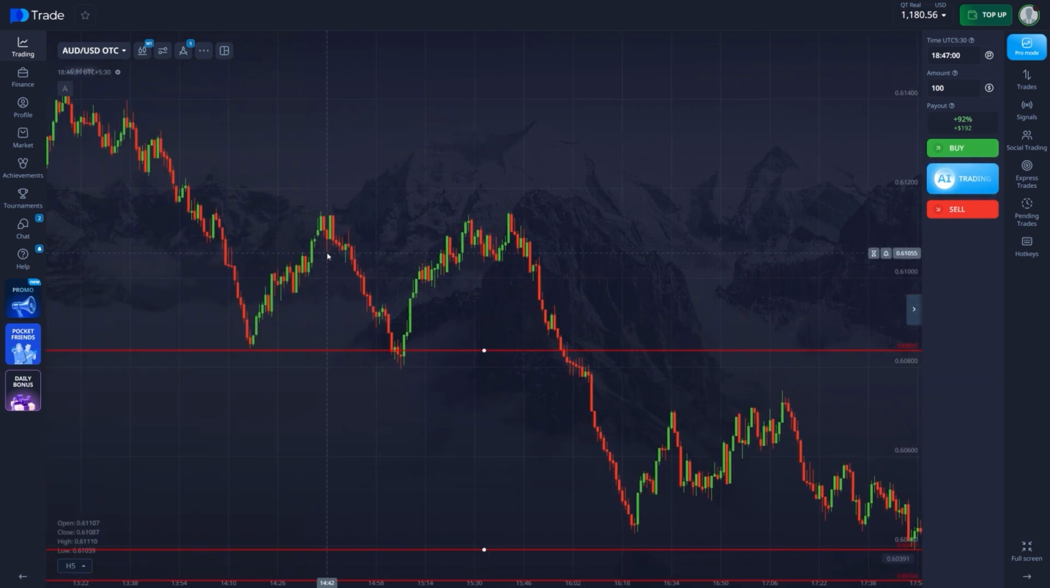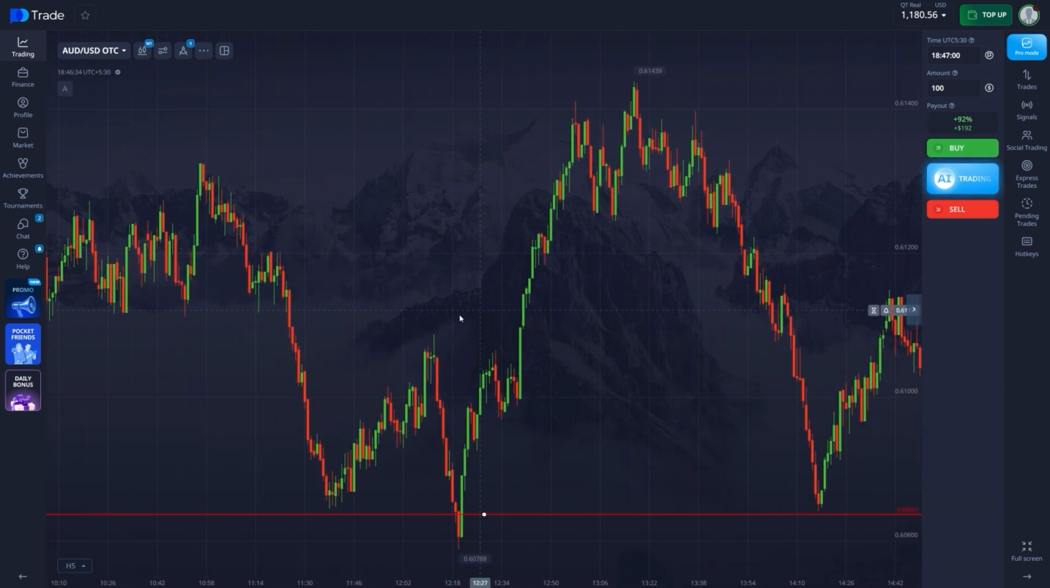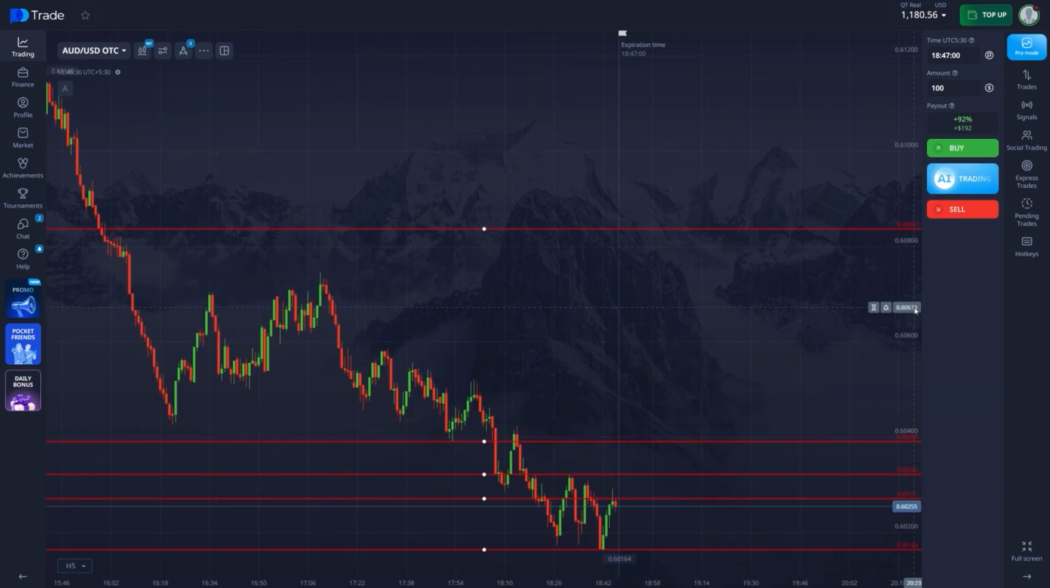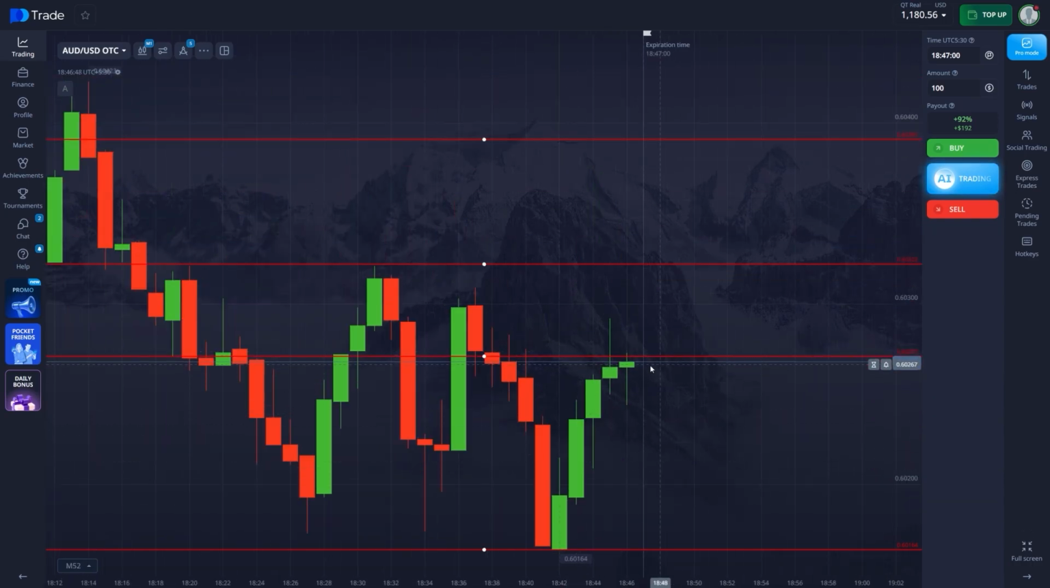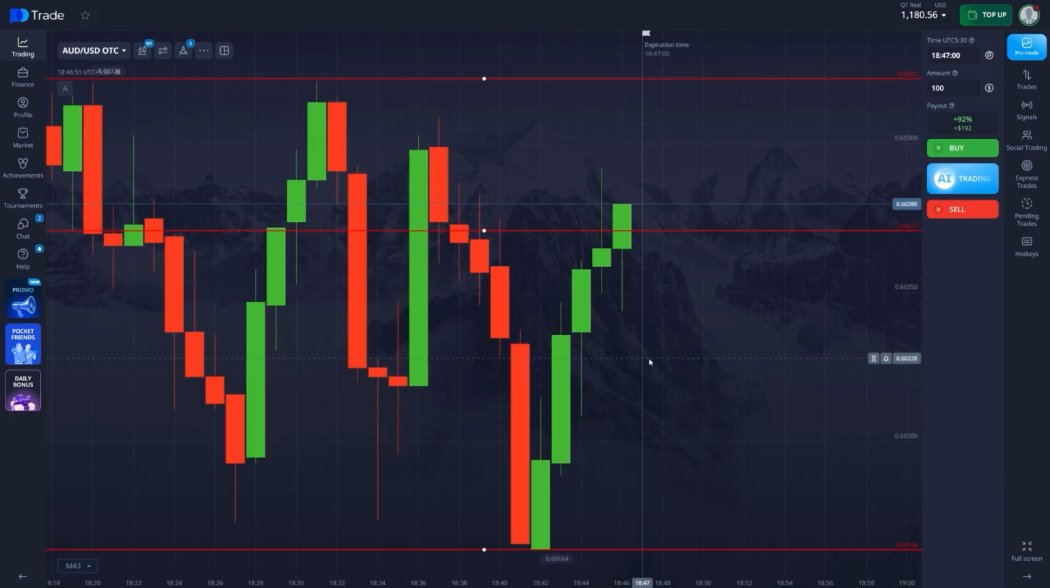Now that we have marked our important level on the 30-minute time frame, we will move back to the 1-minute time frame. This is where we look for entry. Now look at this AUD/USD OTC pair. The market was moving upward from its support area, but now it is reaching a minor resistance zone on the 1-minute time frame.